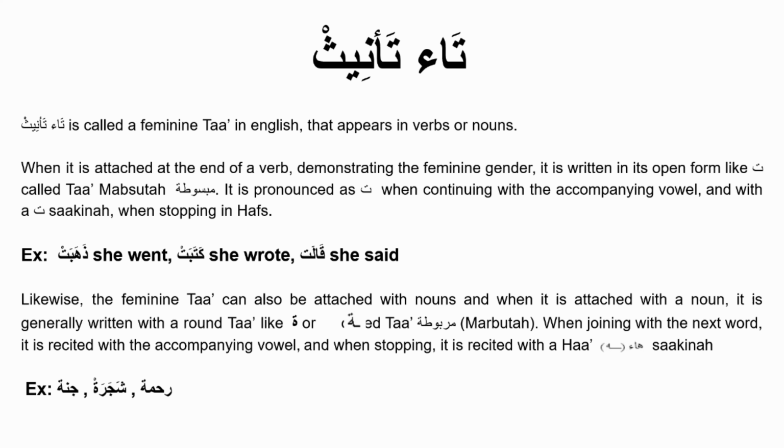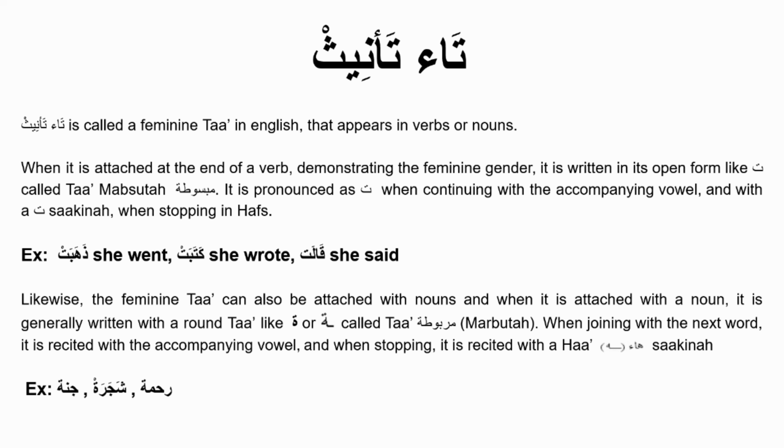Likewise, the feminine ta can also be attached to nouns, and when it is attached to a noun, generally it is written with a round ta, like this, where I am pointing right now, or like this. And this ta is called ta marbuta. Such as in these examples, you can see the nouns are ending with ta marbuta, a round ta.